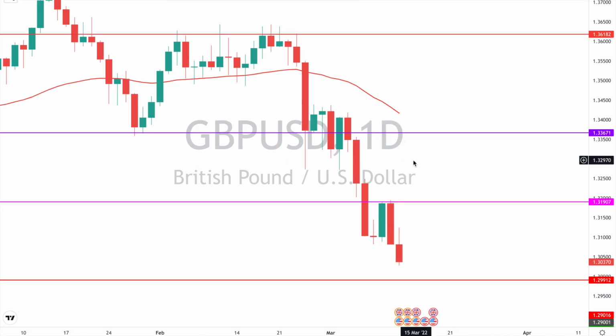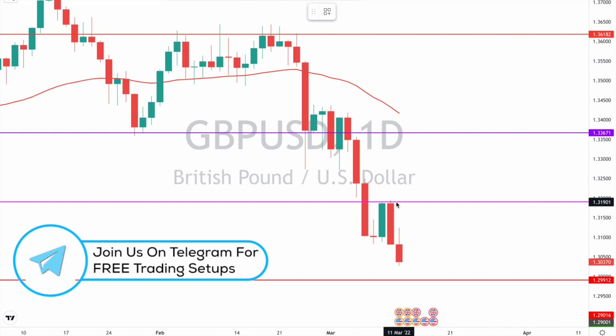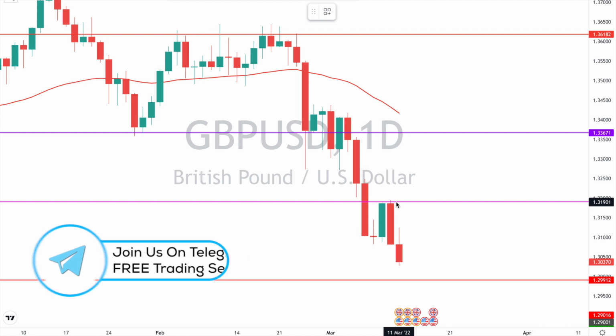So here's pound dollar daily time frame, and there's nothing meaningful we can see right here, because as can be seen, the price is in a heavy downtrend. The price is also a bit far from the area of value, thus emphasizing for us strong downtrend conditions.